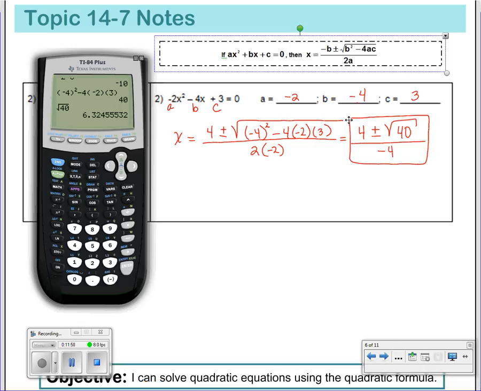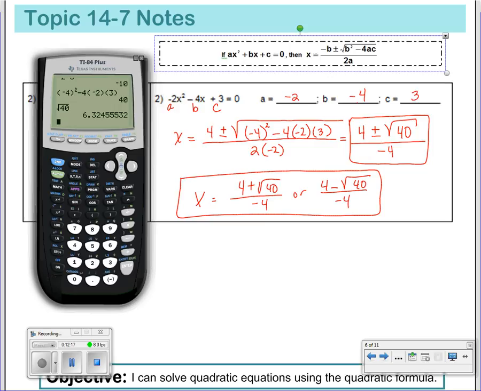or you may see it separated because it does represent two answers. One of them is 4 plus the square root of 40 over negative 4. The other is 4 minus the square root of 40 over negative 4. So that's how you see there's two possible answers. And again, that's where that plus or minus comes from. It represents two possible answers. Let's look at our next problem.